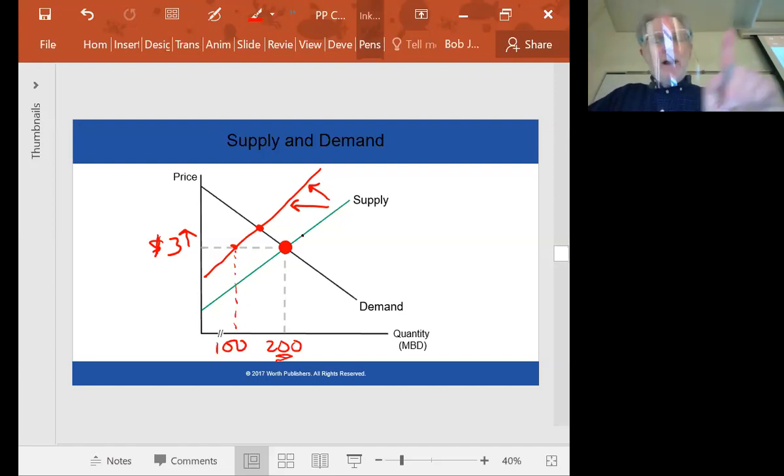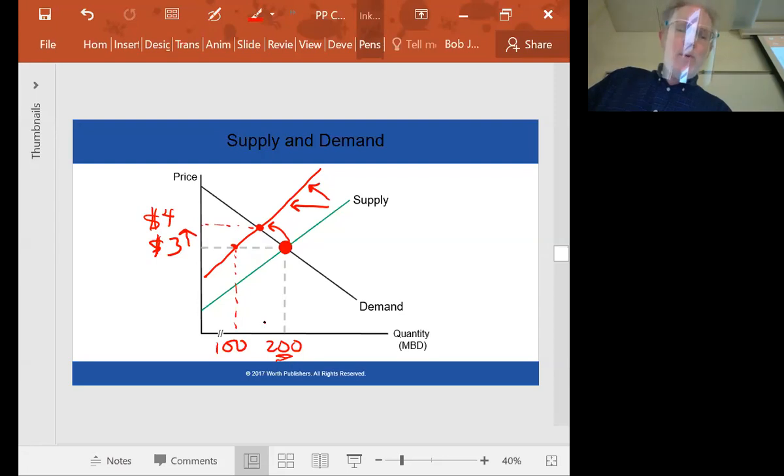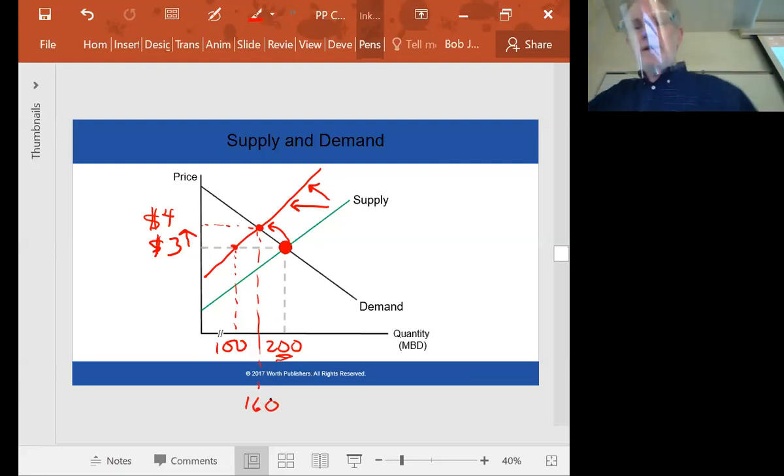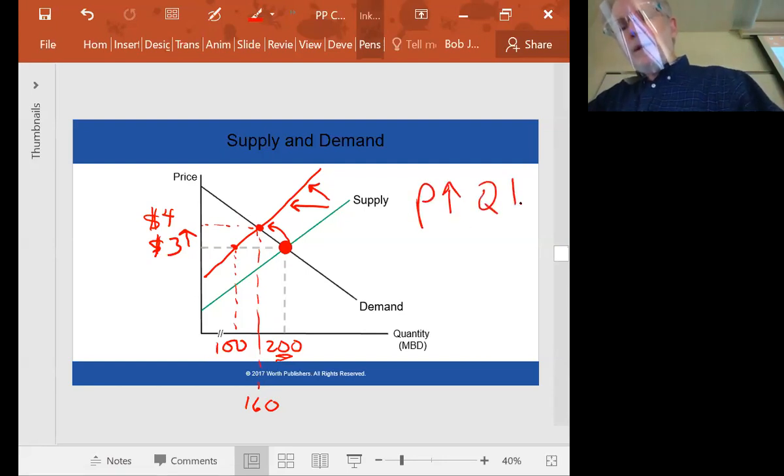So our last step is to look at the graph and say, what was the effect on price? Well, the price started at 3, and now it's going to end up at some higher level, maybe $4. And what happens to the quantity? Well, it was 200,000. The quantity is now going to be at the new equilibrium. And we don't know what it'll be exactly, but let's say it's 160,000. So our conclusion, the price was pushed up and the quantity went down.